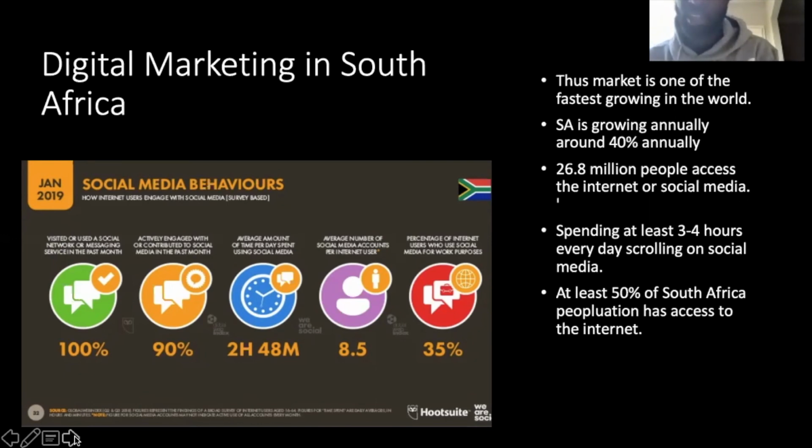So this is just another graph to show you, from January 2019, the social media behaviors. Like you see, 100% of them visited or used a social media network or messaging service in the last month. 90% actively engaged with or contributed to social media in the past month. On average, 2 hours and 48 minutes are spent using social media. 8.5 is the average number of social media accounts per internet user, and that's pretty crazy. And the percentage of internet users who use social media for work purposes is 35%.